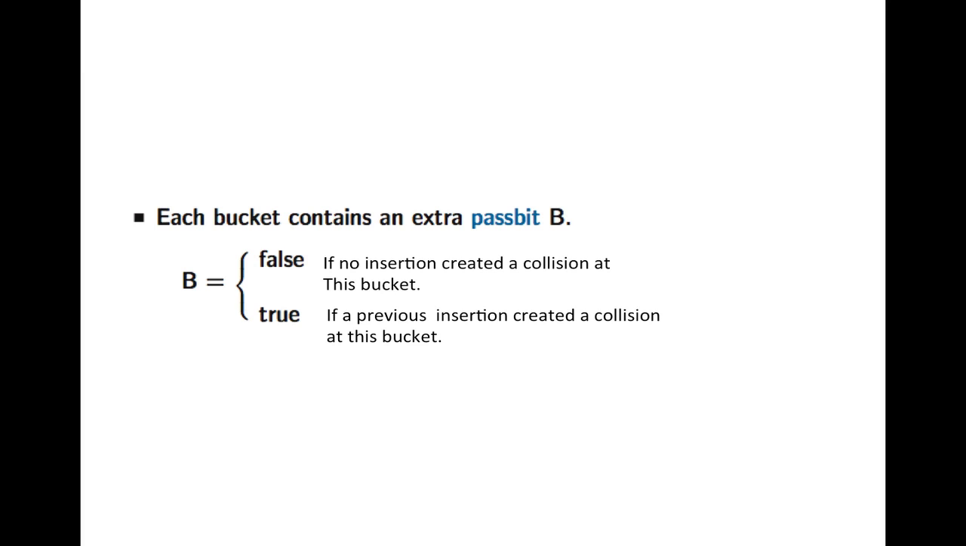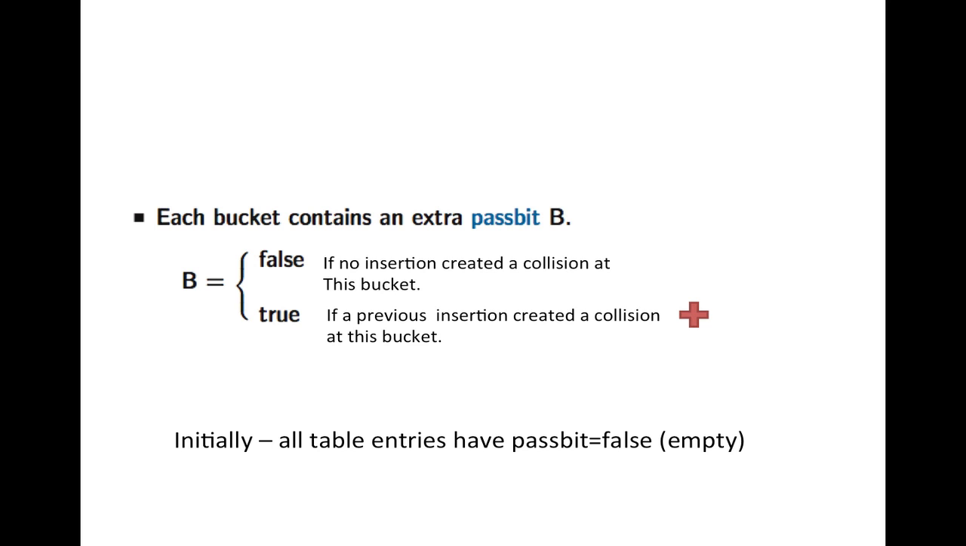Because initially everything is going to start out false, I'm going to use this plus in order to indicate true, and for false I'll just use no indication. And remember, initially all table entries have their pass bit equal to false, because initially we haven't made any insertions yet at all, so of course there is no collision.